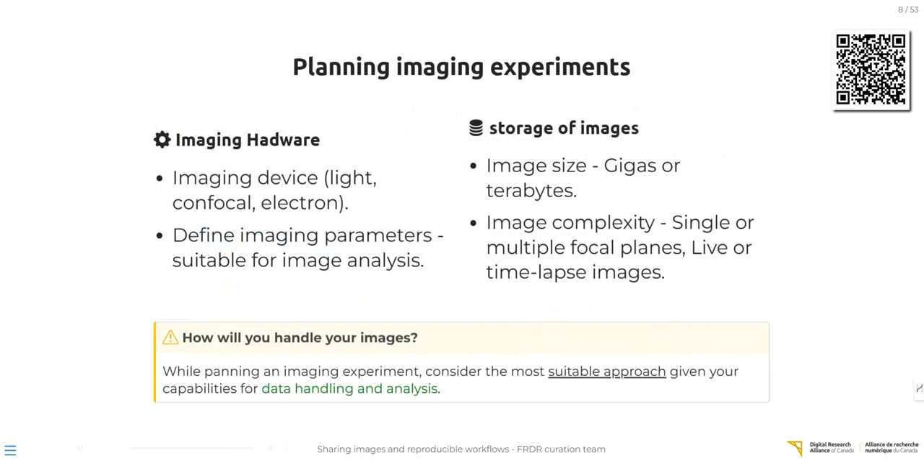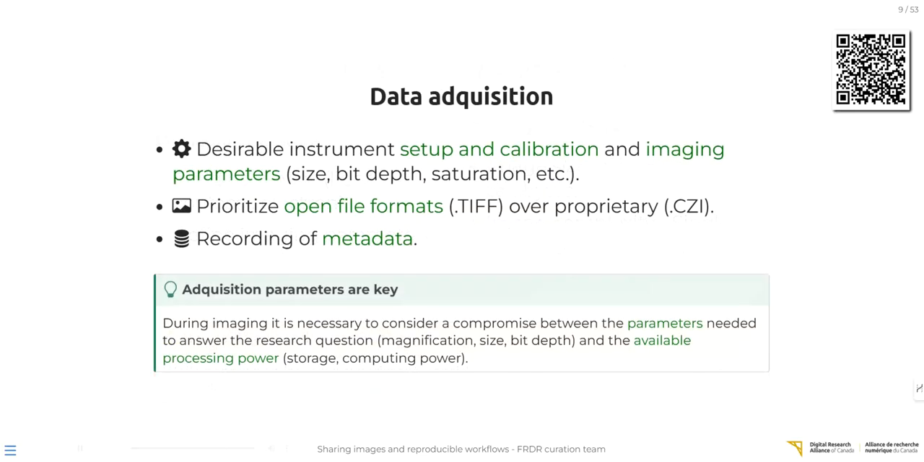Once imaging starts, data quality depends heavily on acquisition parameters. This includes proper instrument setup, calibration, and choices like image resolution, bit depth, and exposure. Think about capturing just enough detail to answer your research question without overwhelming your storage and analysis capacity. Always prioritize open formats like TIFF over proprietary ones like CZI. Open formats ensure better accessibility, long-term reuse, and compatibility with analysis tools.